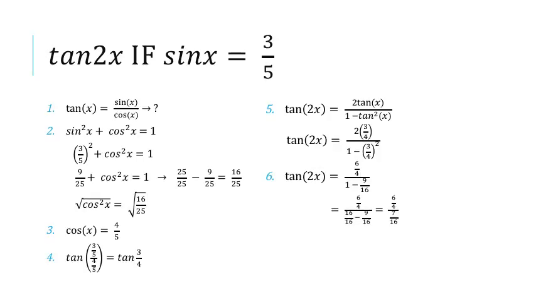Giving 1 a common denominator, we are now left with 16 over 16 minus 9 over 16, which is equal to 7 over 16. Thus, 6 over 4 divided by 7 over 16. When dividing fractions, you flip the denominator and multiply it times the numerator, giving us 6 over 4 times 16 over 7, which is equal to 96 over 28, which is approximately 3.42. Thus, tangent of 2x is equal to 3.42.